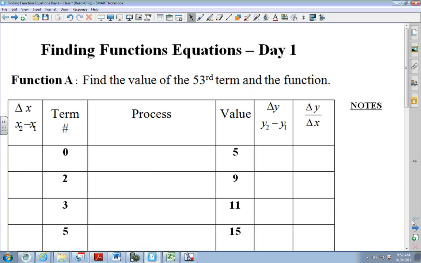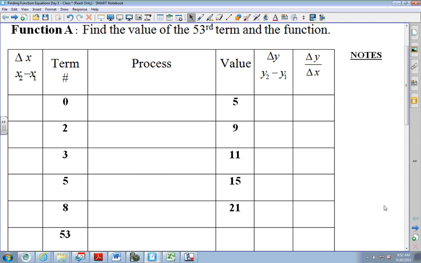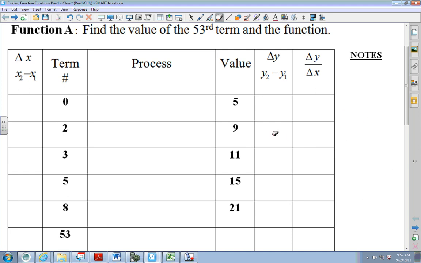Okay, so now let's look back here at these functions. You have a table with a bunch of ordered pairs. These ordered pairs are like 0, 5. If I would actually write them out, we have 0, 5, we have 2, 9, 3, 11, 5, 15. Okay, that's what we're doing. We're taking these ordered pairs and putting them in a table, and we're going to find the equation that contains all these points that the line will go through.